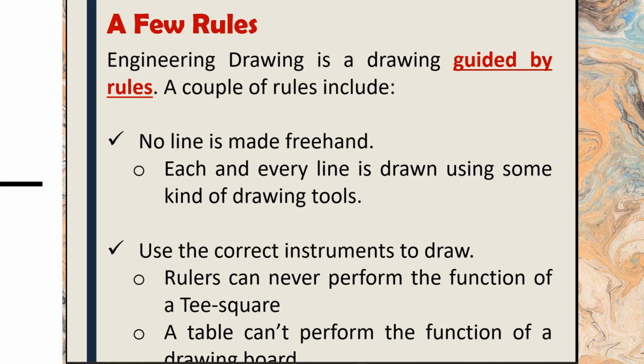Also, you are to use the correct instruments to draw. Rulers can never perform the function of a T-square. Don't do it. A table cannot perform the function of a drawing board. So every drawing must be drawn using the correct instrument.